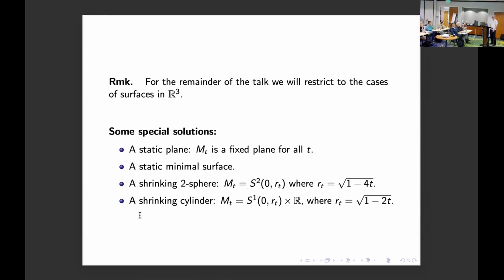A variation on that is a shrinking round cylinder. You take a circle centered at the origin in the plane, cross it with R, so this gives you a round cylinder. You take the radius to be 1 at time 0, then at time t it will be the square root of 1 minus 2t. So that round cylinder collapses to a line as time approaches 1/2.